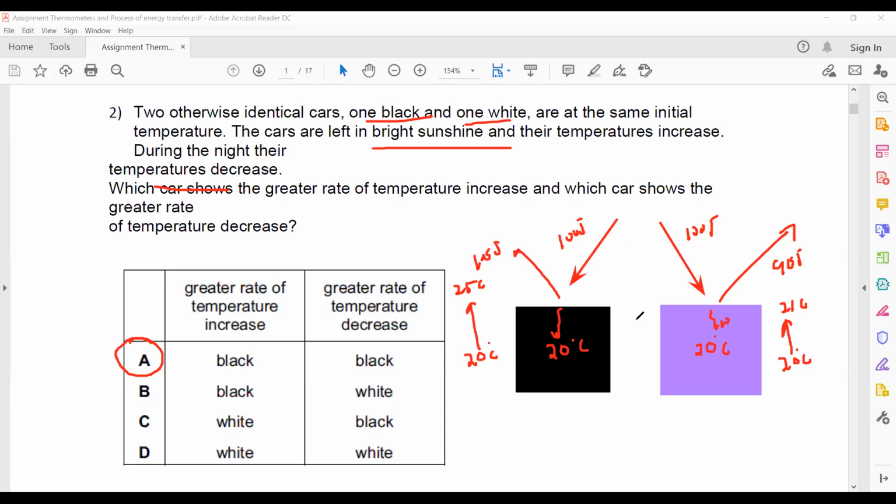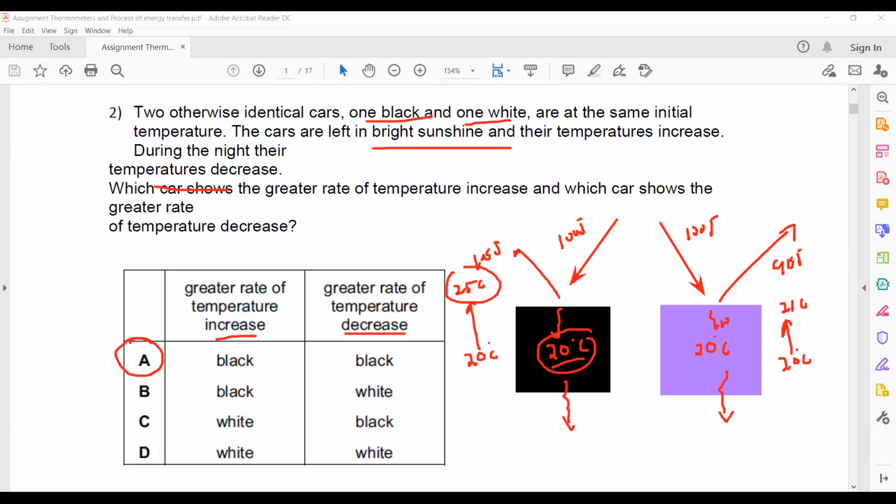Now at night, what happened? It starts to emit energy. Which one emits more energy? Because dull and dark surfaces are good absorbers and good emitters. So the dark surface will emit more energy. So if it is at 25 degrees centigrade, it will return to the same temperature by releasing a greater amount of energy. So there will be a greater rise in temperature and a greater fall in temperature. That's why A is the right answer.